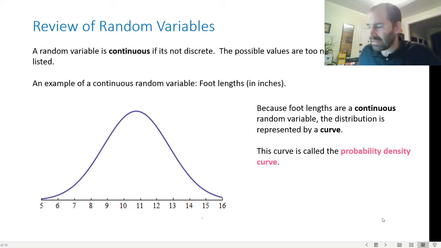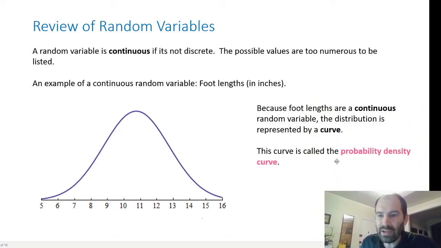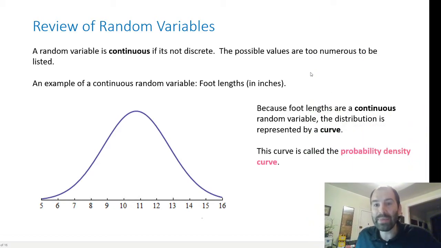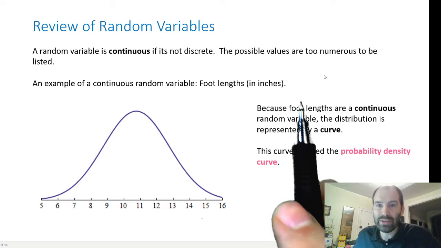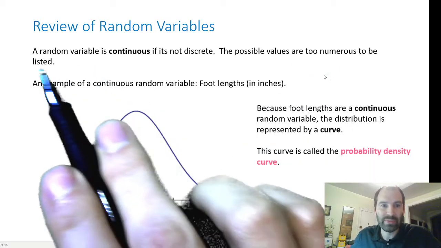And that's what it means to be a continuous random variable. A random variable is continuous if it's not discrete. And that means that the possible values are too numerous to be listed.